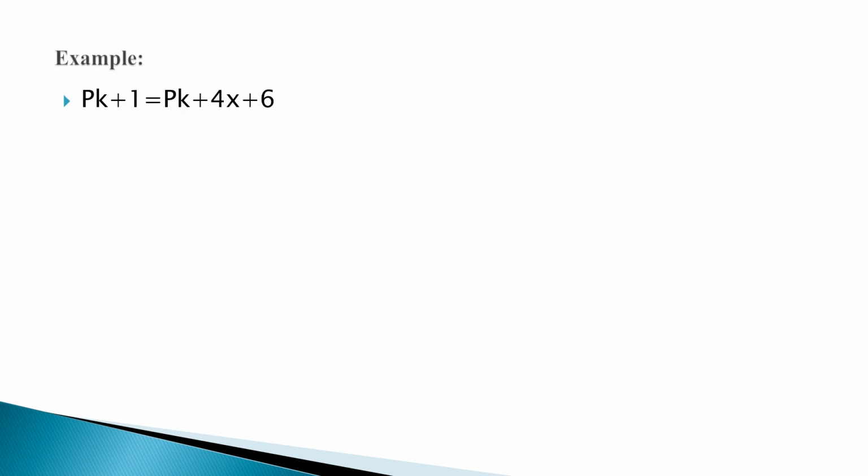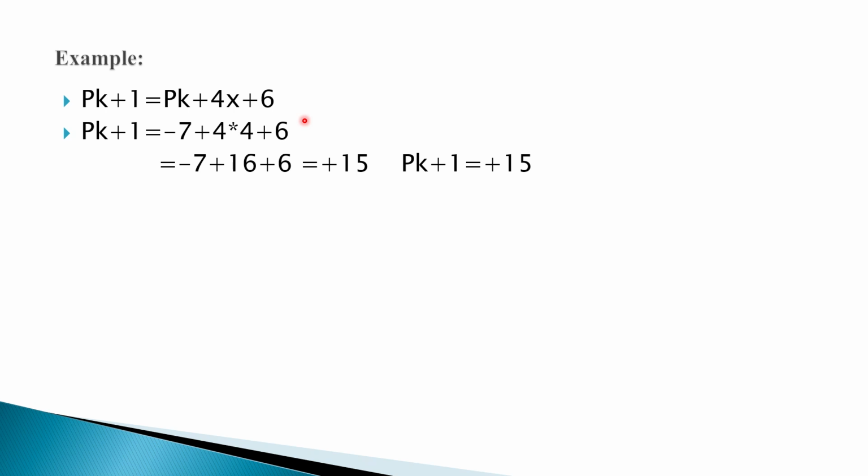So the next pk value we find out with the formula of this one. Using this formula, what pk value do we get? We got the pk as minus 7 plus 4 into 4, that is the x value, 4 plus 6. So what we get? We get 15, a positive 15 value.